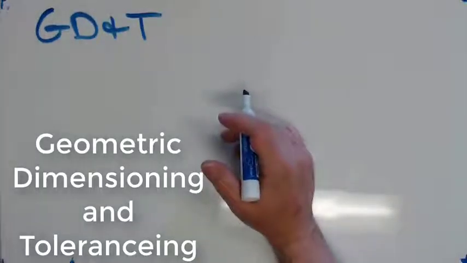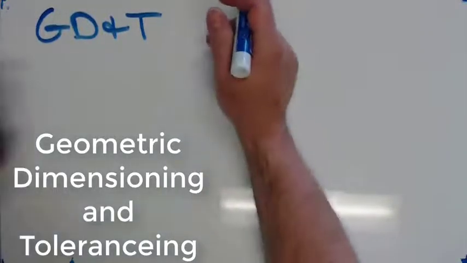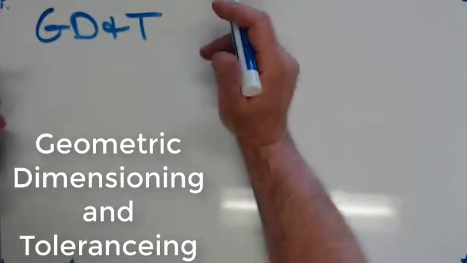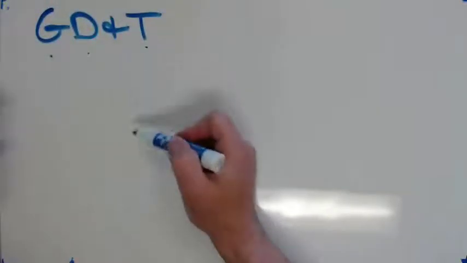Hello, we are going to talk about GD&T today. So, what is GD&T? GD&T stands for Geometric Dimensioning and Tolerancing.